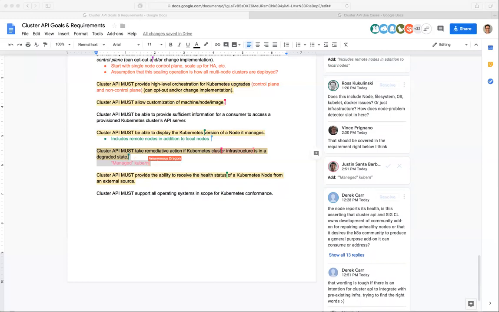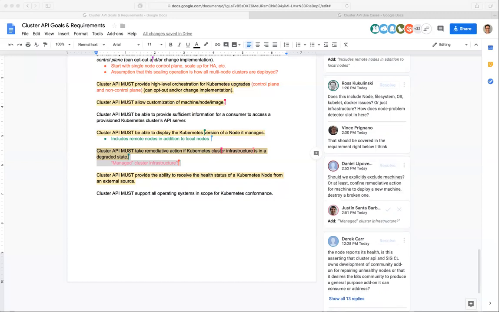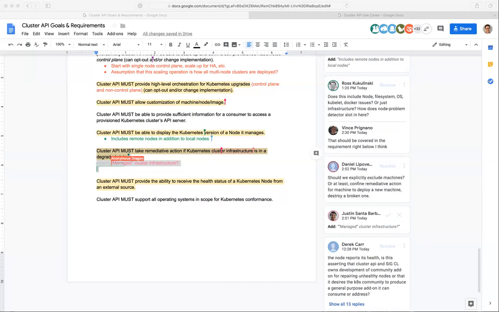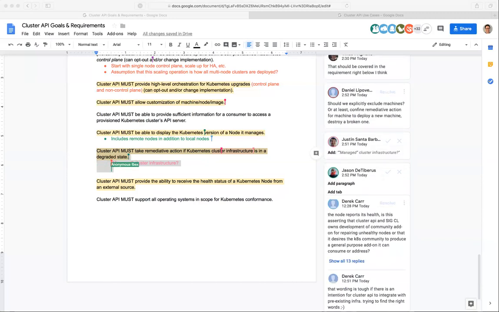Right. So there's a concept of stuff that's managed by Cluster API and stuff that is bring your own. If you allow Cluster API to manage your networking and your firewall rules and your load balancer, then I think it's appropriate for Cluster API to be able to validate and reconcile those things. If you bring your own VPC, then we're not going to touch it.